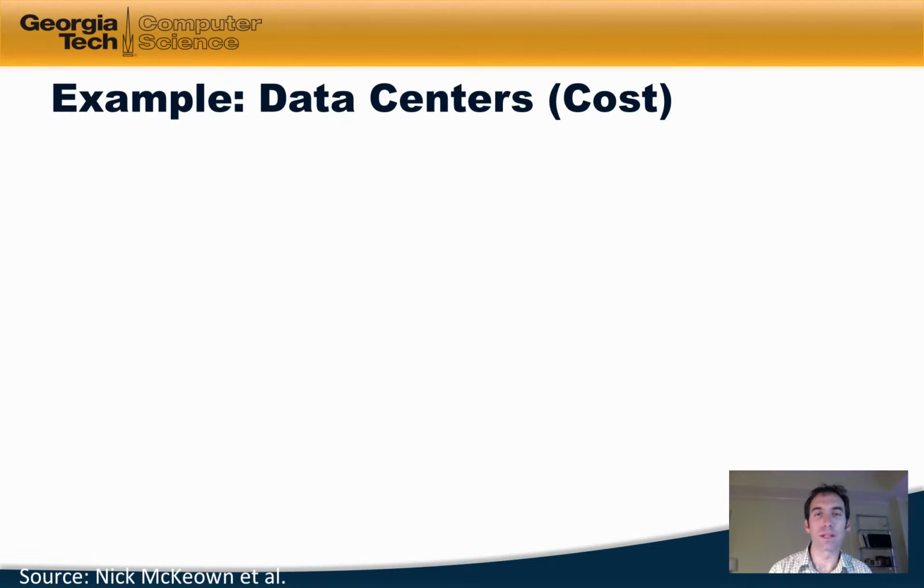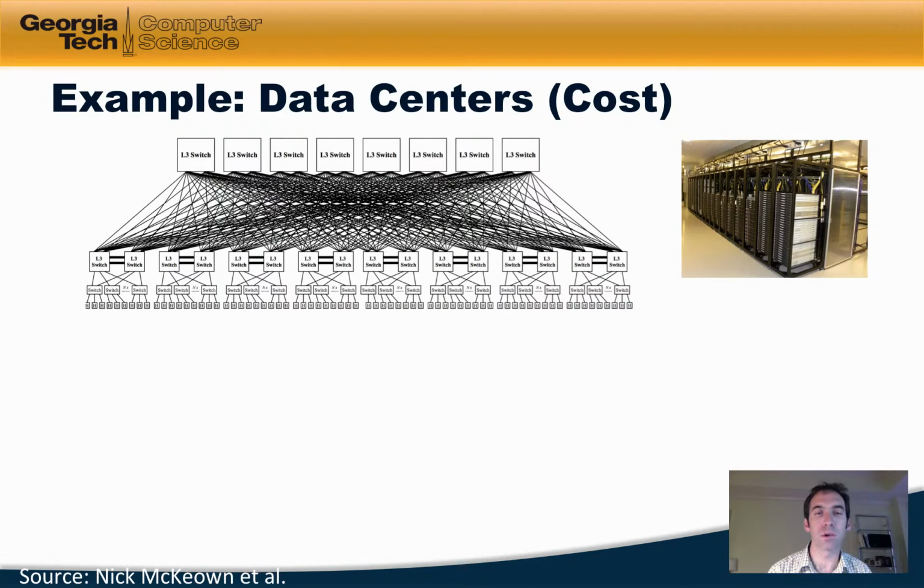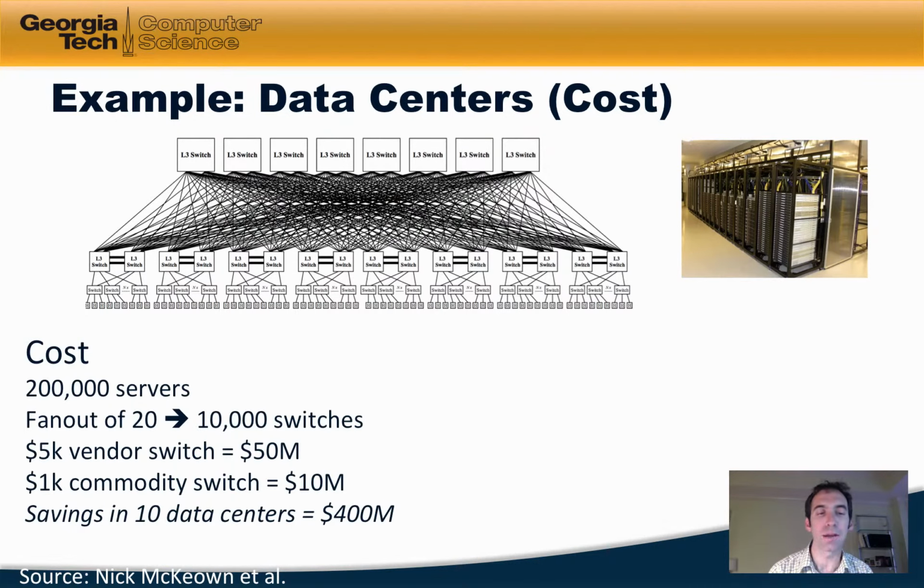Another area where the separation of the control and data planes can significantly benefit network operators is in data centers, and in particular, this separation can drastically reduce the cost of running a data center. Looking at a typical data center with about 20,000 servers and a fan out of 20 in the data center topology, we see that the requirements to support this topology is about 10,000 switches. If we take a particular switch from a standard vendor that costs $5,000, we're now talking about the cost of about $50 million just to deploy the switches.